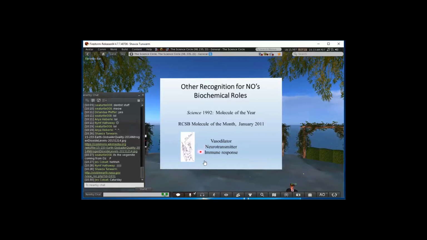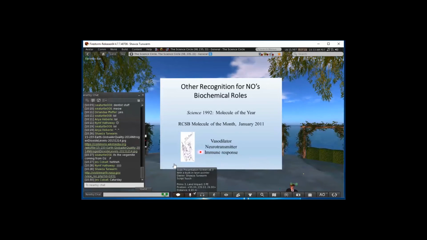And the final thing that's known about NO in terms of its biological role is in the immune response. Your white blood cells secrete NO because NO is so nasty that if bacteria encounter NO, they tend to die. It's kind of like bleach. So there are a number of biochemical roles in the human body for nitric oxide.